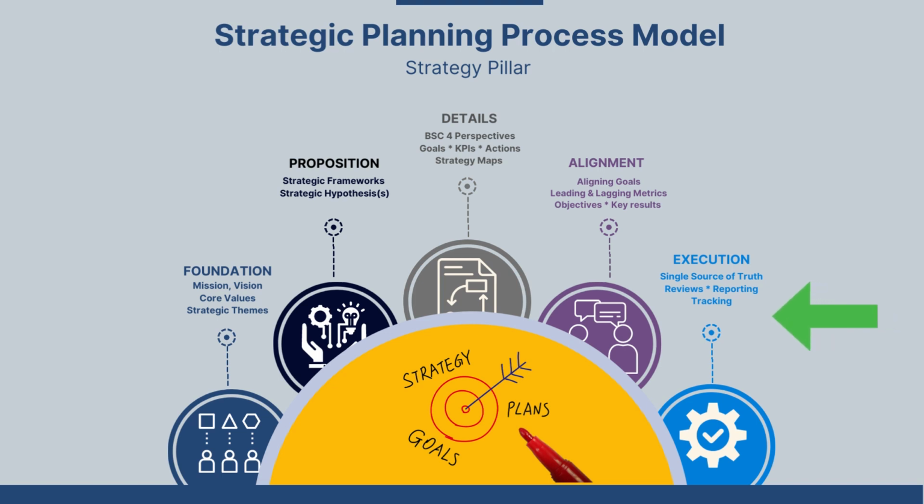Entering step five means we are now ready for execution. We have the details and the cascading communication plans in place and running. From the previous steps, we've documented in the VNC Strategy Designer platform the actions, KPIs, leading and lagging indicators, and more, and all measurements are in place.